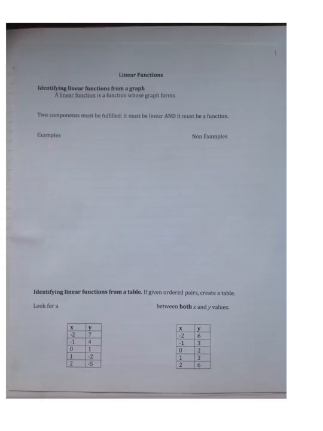So if you want to identify a linear function from a graph, a linear function is a function whose graph forms a straight line. It's linear because it has a line, and it is a function because none of the x values repeat. Two components must be fulfilled. It must be linear, and it must be a function.